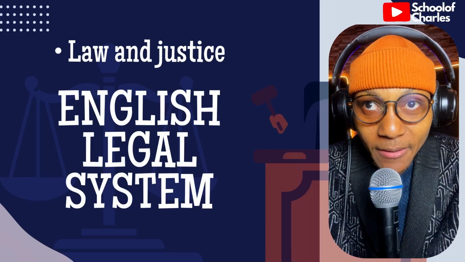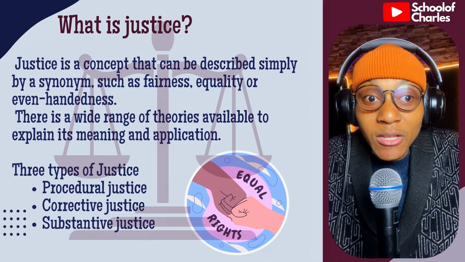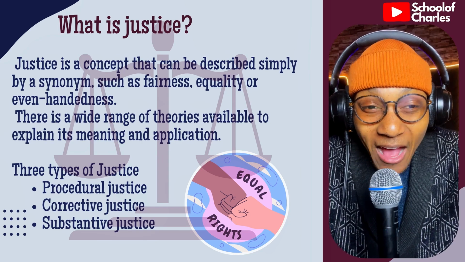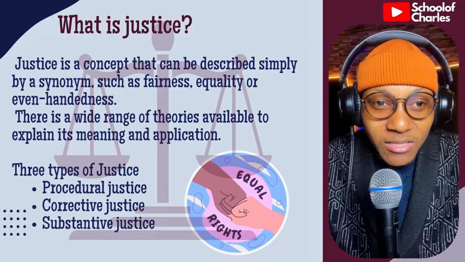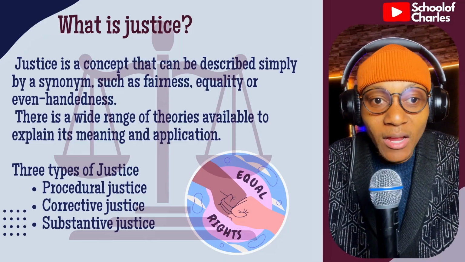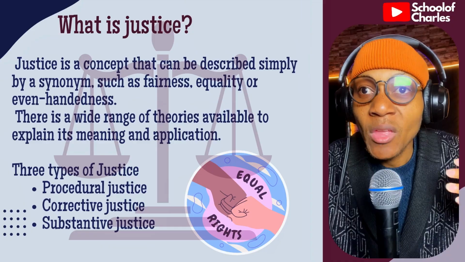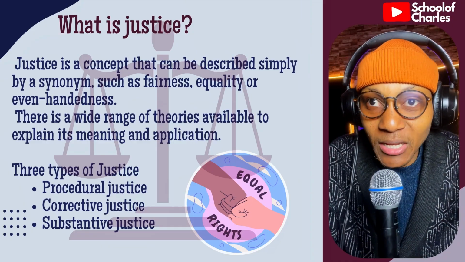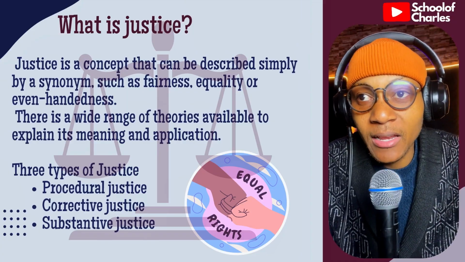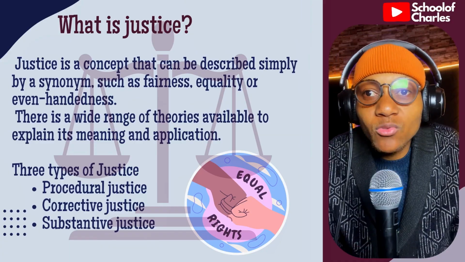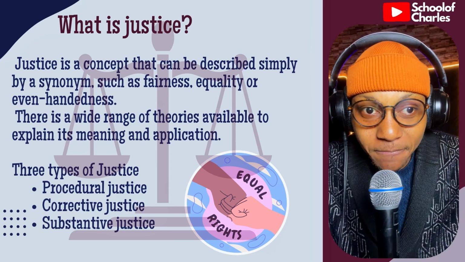Alright, fam, welcome back. So, we're going to start off by defining things. We always like to define things, but the problem with so many legal terms is that we don't have specific definitions for things. So, we sometimes use synonyms, sometimes use a number of ways to try to explain concepts in law, and justice is one such concept. Justice is a concept that can be described simply with synonyms such as fairness, equality, and even-handedness. There's a wide range of theories available to explain its meaning and how it is applied.